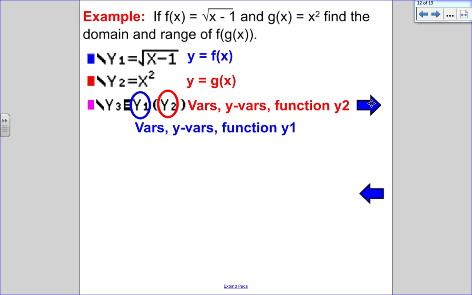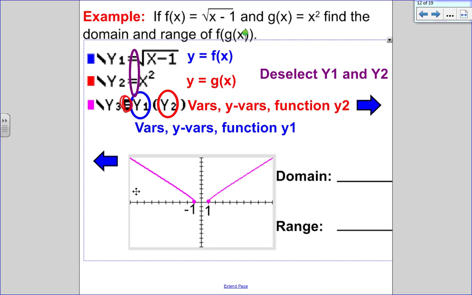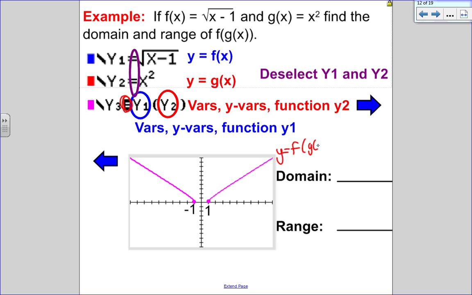So y1 of y2. Now, I only want to focus on my composition, otherwise my graph is going to be way too messy. So you can see I've selected the equal sign here, but the equal sign for y2 and y1 are not selected, okay? So I've deselected those, and when I graph it, I'm only graphing y3, which is my f of g of x. So you can see on the graph here, this is the graph f of g of x. So let's look at that graph and determine the domain and the range.